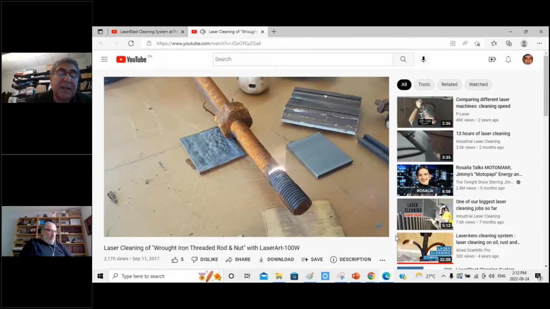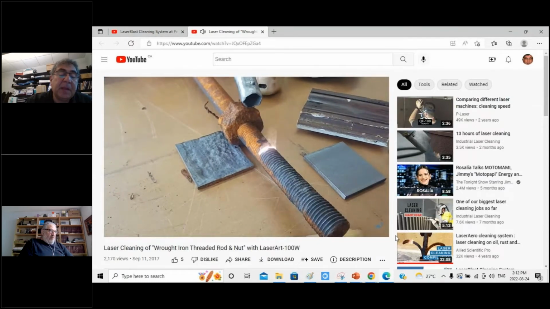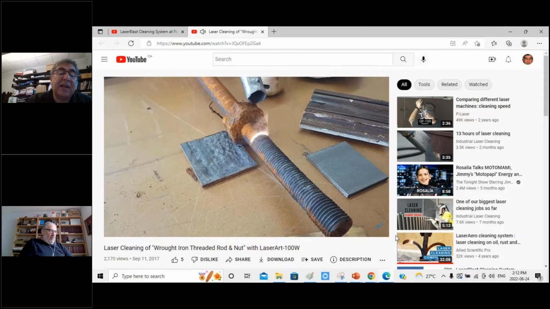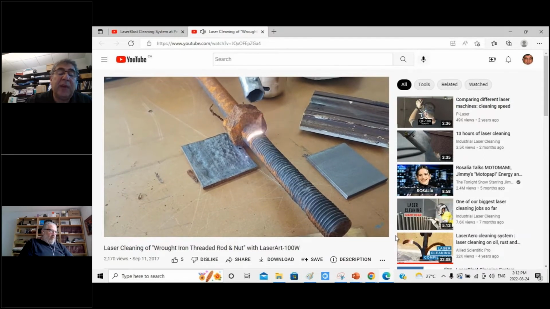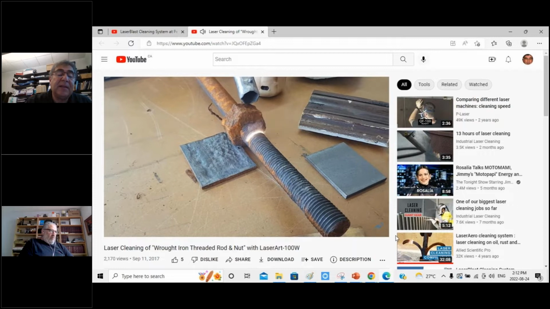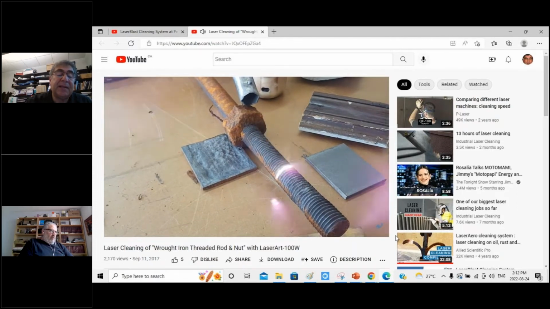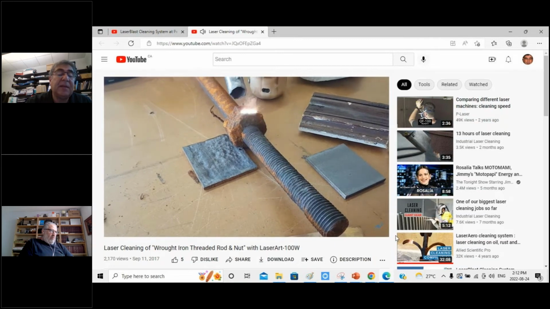You can see the rust is being cleaned here from a metal pipe, and that's the plasma that is generated, and the vacuum pump is removing all the debris on site. So it's a dry process. It's not contaminating the environment.